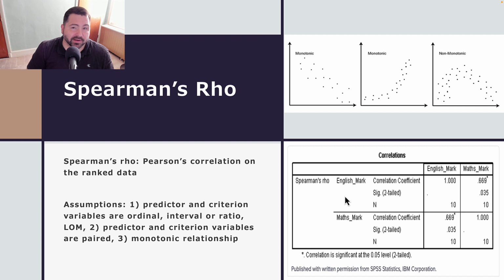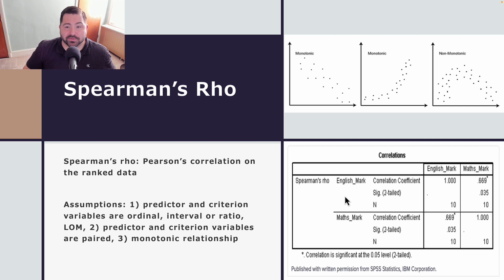And so the basic assumptions of a Spearman's rho correlation are that it assumes that both the X predictor and the Y criterion variable are at least ordinal, interval, or ratio level of measurement. Whereas in a Pearson product moment, it had to be interval or ratio level of measurement. So we can include ordinal data in that way. The second assumption is that the predictor and the criterion both have to be paired, meaning that they are not independent observations, that the data that's collected from both the predictor and the criterion are from the same person within a short period of time.